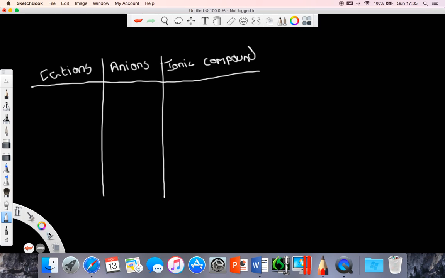So for example, the first cation we're going to start with is lithium. Lithium loses an electron, so it becomes a positive cation. The anion we're going to use is chlorine. Chlorine gains electrons, becomes negative, and is therefore an anion. The ionic compound we would form is lithium chloride.